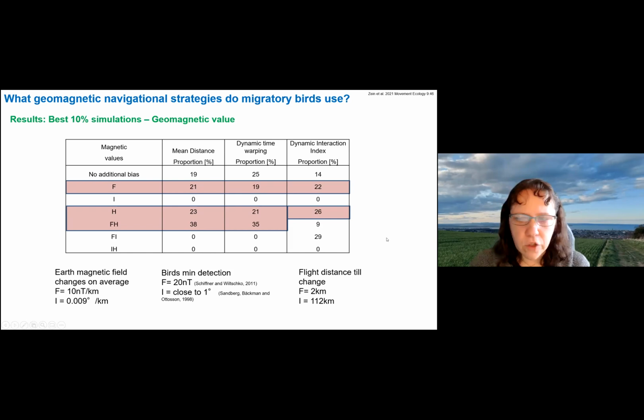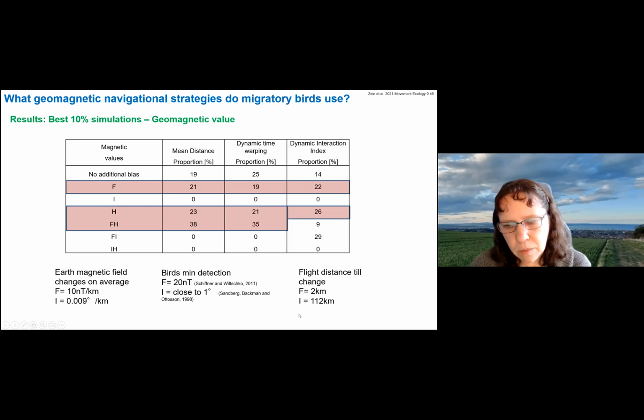And so we were thinking, wow, how can we explain this? And I think we can explain it like this: we need to consider how these values change over space, but also what birds can sense. So if you look at how the intensity changes, it changes about 10 nanotesla per kilometer, and inclination about 9 thousandths of a degree per kilometer, while birds can detect 20 nanotesla in intensity and 1 degree in inclination at most.